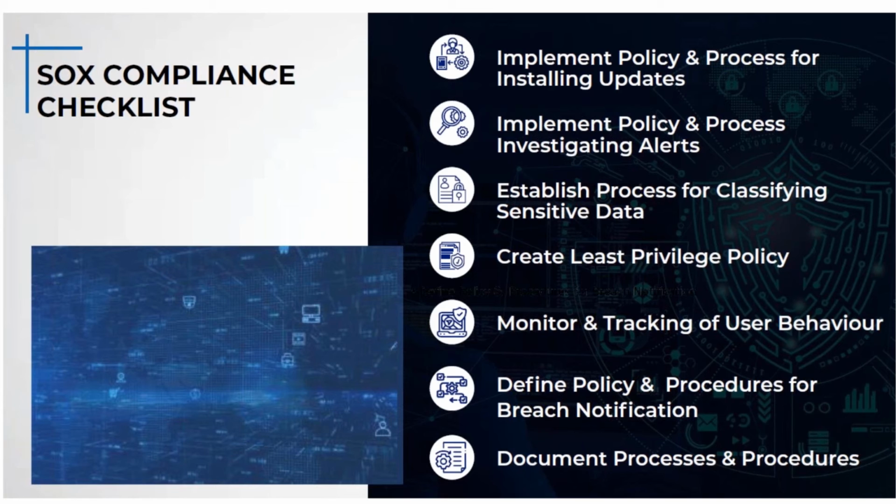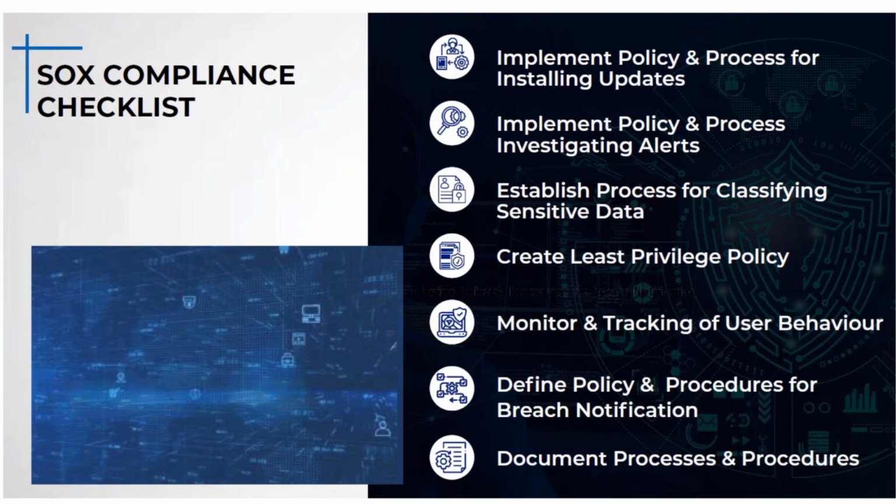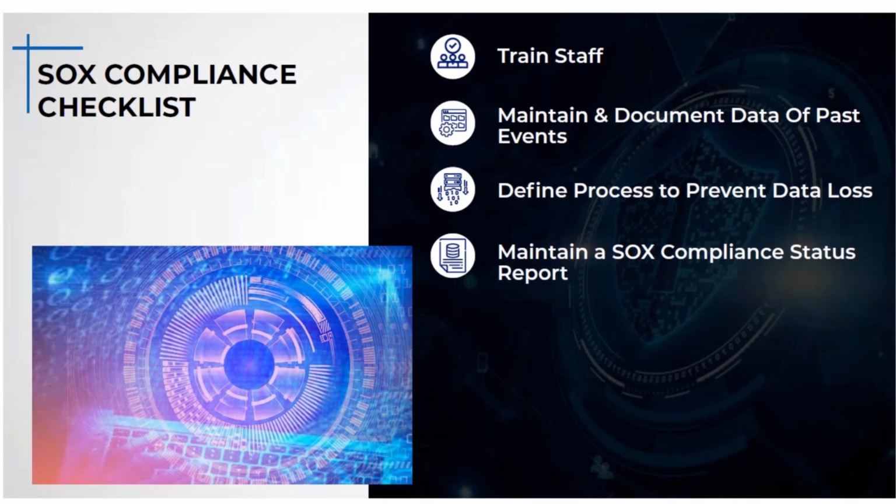Then monitor and track user behavior, and define policies and procedures for breach notification. This is there across the board. If you look at most of these requirements, it's across the board, whether it is SOC 1, SOC 2, GDPR, HIPAA. Then finally document the processes and procedures for all these controls that we discussed. Most important, once you've documented the processes and procedures, it is very important to train your staff and keep records of it.